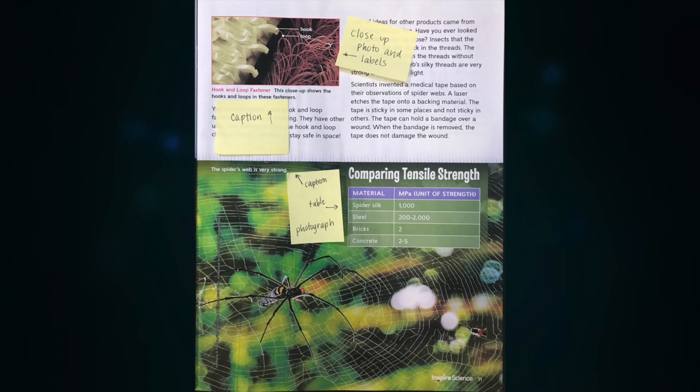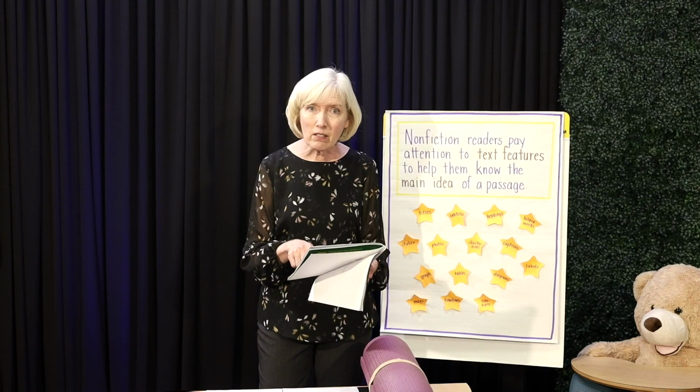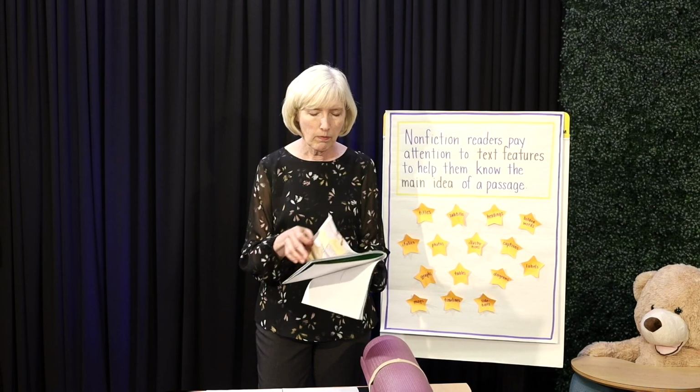Down below, there's something totally different. Wow, there's a spider on a web, and the caption says, the spider's web is very strong. And then there's a table with data. The title of the table told me, Comparing Tensile Strength. Tensile is how strong something is. And I noticed that spider silk is the strongest material on this table.